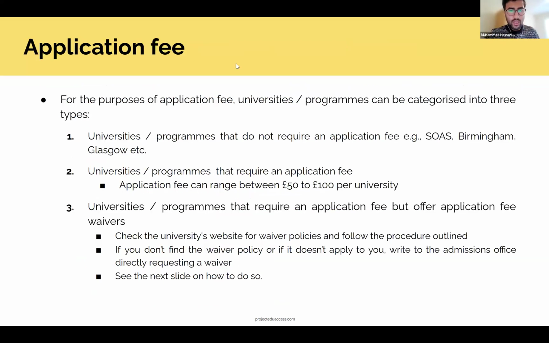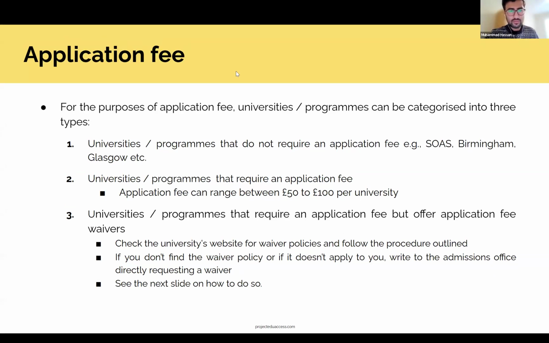There's another concept called application fees. Some programs require you to submit an application fee, some do not. Programs such as the School of Oriental and African Studies, Birmingham, Glasgow, they don't require an application fee. Some do. UCL costs 75 pounds, others, it depends, from 50 to 100 pounds. And some universities can also offer waivers. Waiver meaning that you don't have to pay an application fee, but it depends from university to university.